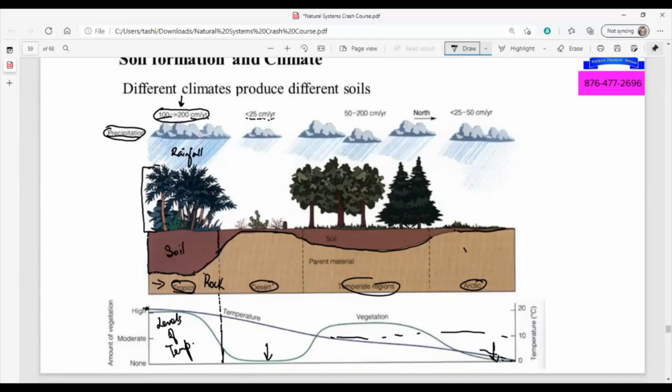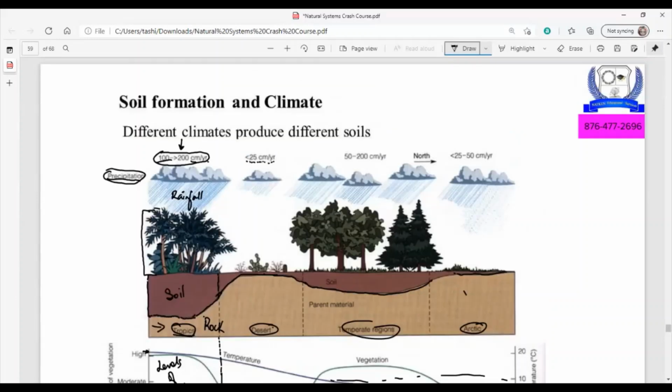So climate itself is very influential in the production of soil, and climate itself will determine the depth of the soil that is there. Climate affects all of the other factors that would have been influencing soil formation. Any questions?